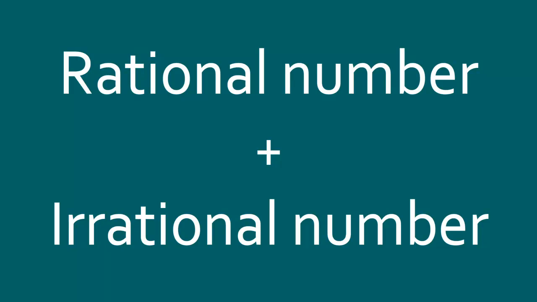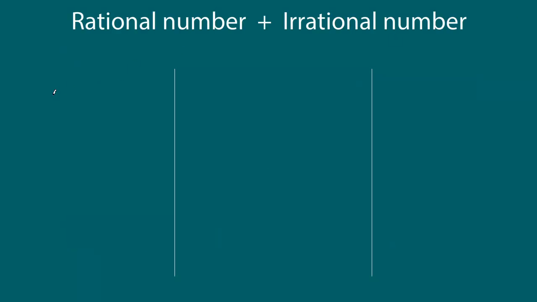What happens when we add a rational number to an irrational number? Let's find out. So let's write some irrational numbers. We know that square root 2 is an irrational number, and if we were to look it up or use a calculator to find out the decimal expansion, we will get something like this: 1.414, and it will keep going on and on and on, right?